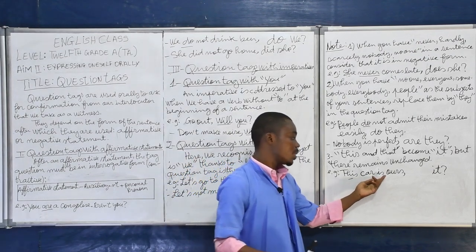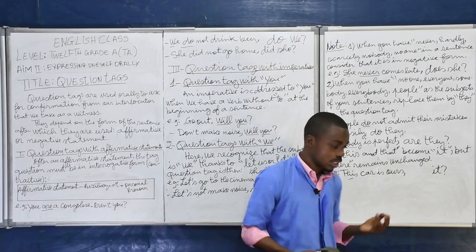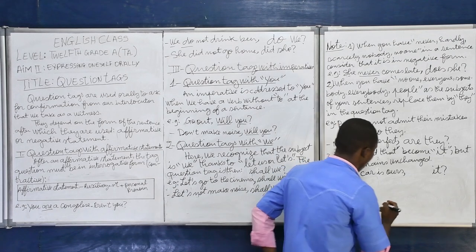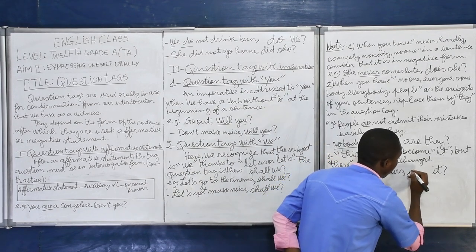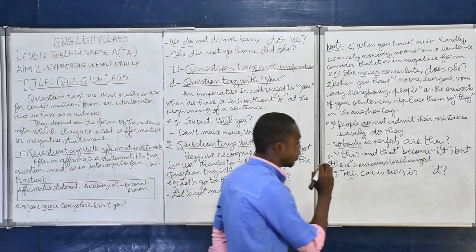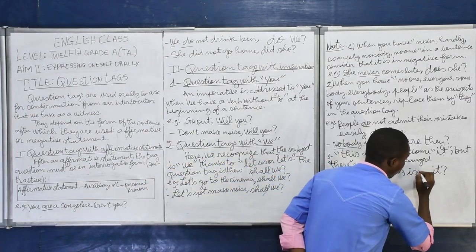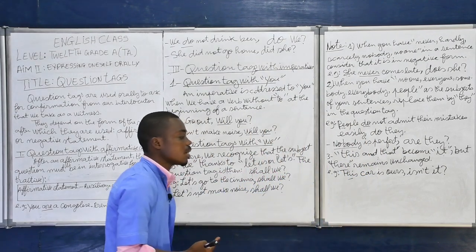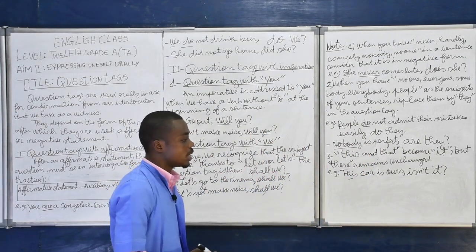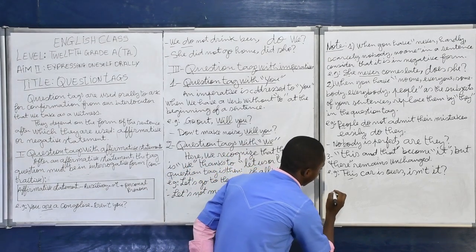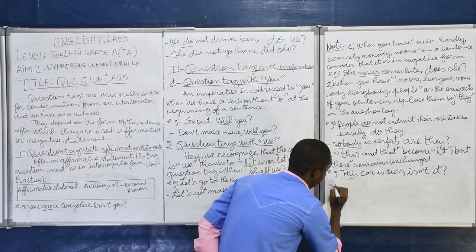What's the form of this sentence? This sentence is in affirmative form. So, we say is. Since it is in affirmative form, we have to add the negation. Isn't it? This car is ours, isn't it? There is something I wanted to show you. You have this sentence.